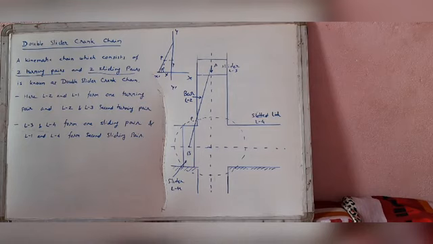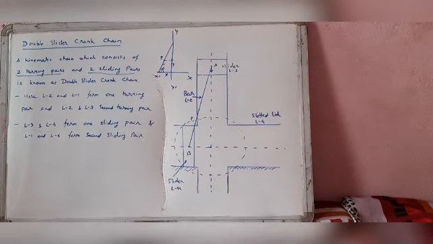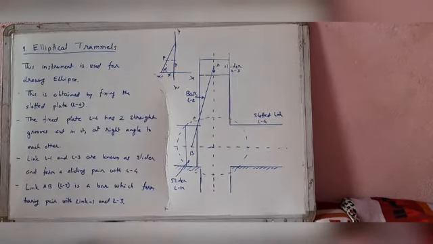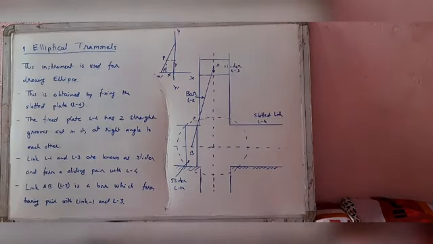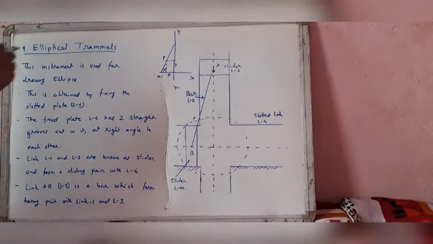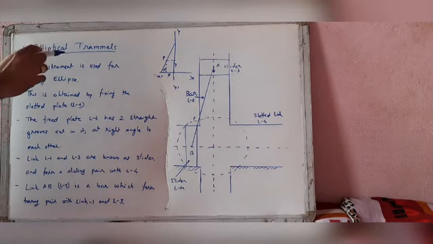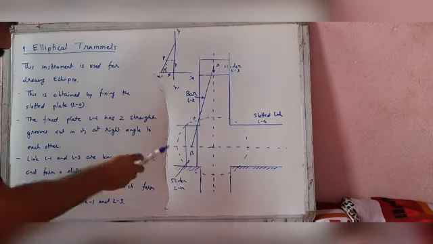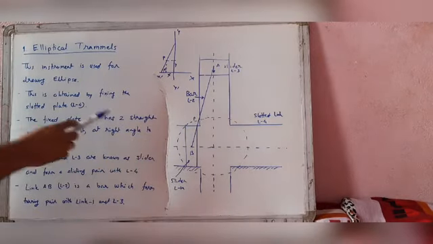Some inversions of this double-sided crank chain we will study. First is the elliptical trammel. This instrument is used for drawing an ellipse. This one is the elliptical shape.